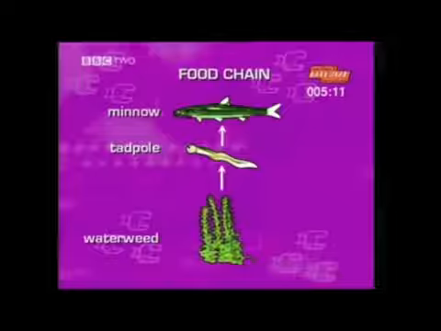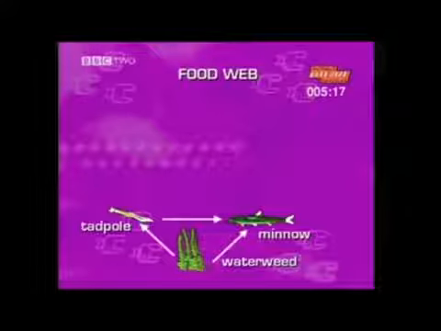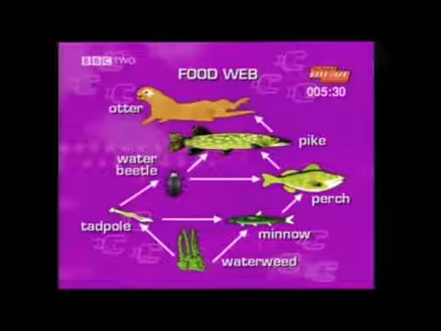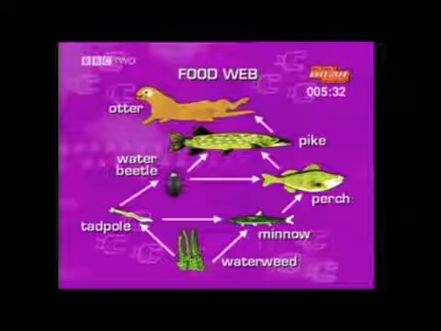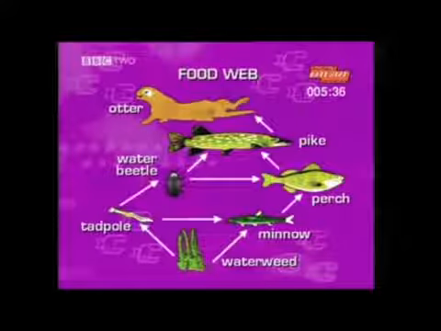Now, in a test, you will often get diagrams like this. Basically, the food chain has become a lot more complicated, and this is now called a food web. The same principle applies. The arrows go from food to feeder, but here we have added water beetles, perch, then pike, and top carnivores, otters. These arrows also represent the direction of energy flow through a habitat.